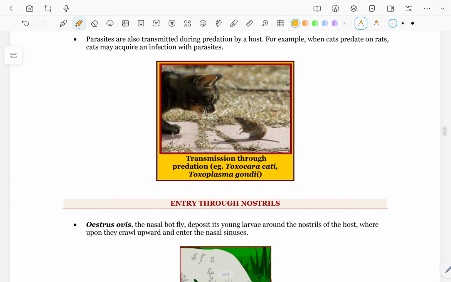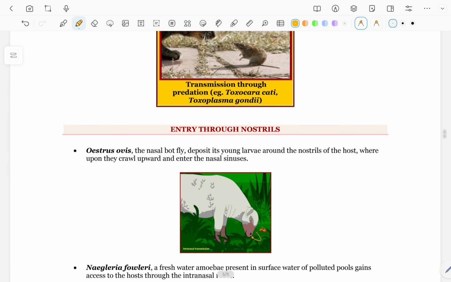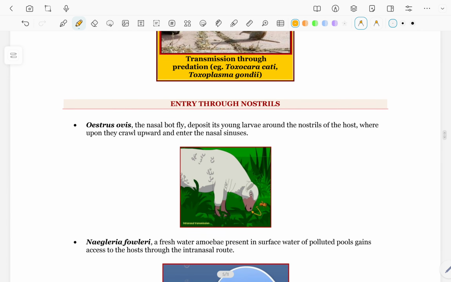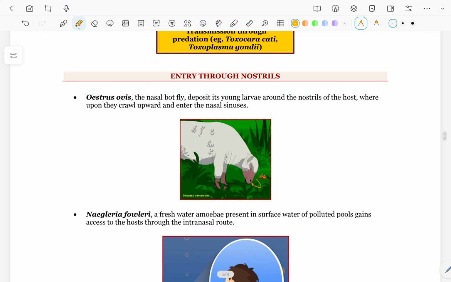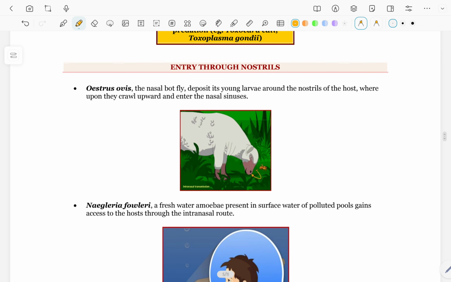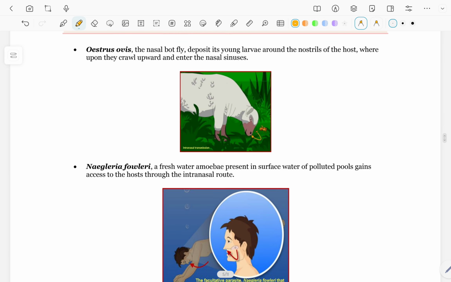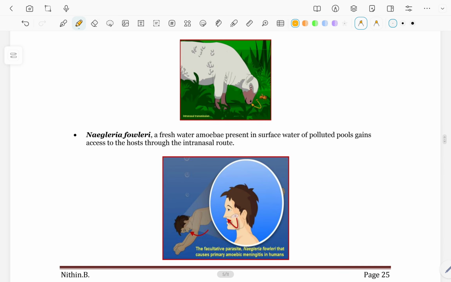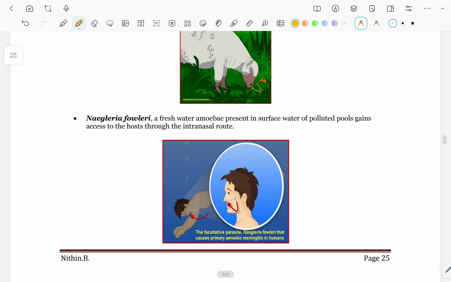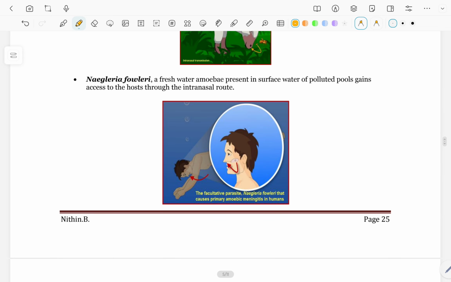Entry through the nostril. Oestrus ovis, the nasal bot fly, deposits its young larvae around the nostril of the host, whereupon they crawl upward and enter the nasal sinuses. Naegleria fowleri, a freshwater amoeba present in surface water or polluted pools, gains access to the host through the intranasal route.